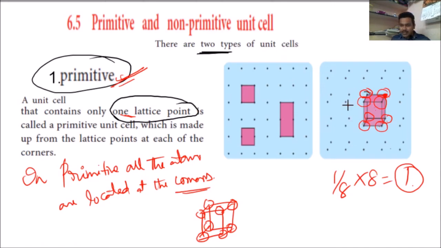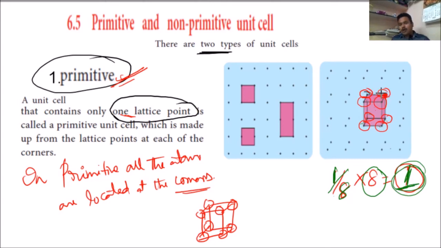This is the unit cell. How many corners are there? 1, 2, 3, 4, 5, 6, 7, 8. 8 corners are there. From each corner, the atom's contribution to the unit cell is 1 by 8. 1 by 8 into 8 comes as 1. So the effective number of atoms present in this unit cell is 1 only.